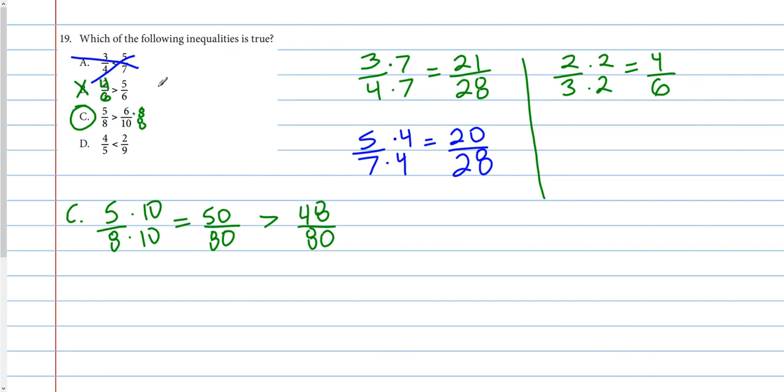And it's only one possible answer there, so we don't even need to go and continue there. Because we have 50 greater than 48, and we can compare them now that we have the same denominator. All right, let's look at the last question.